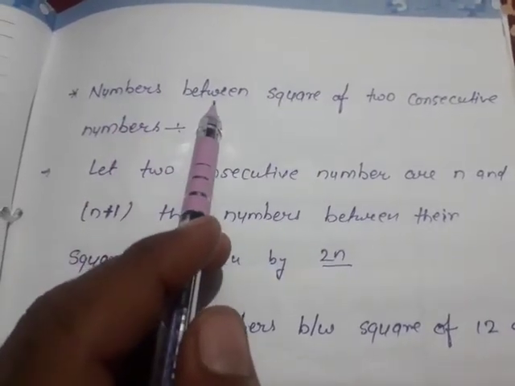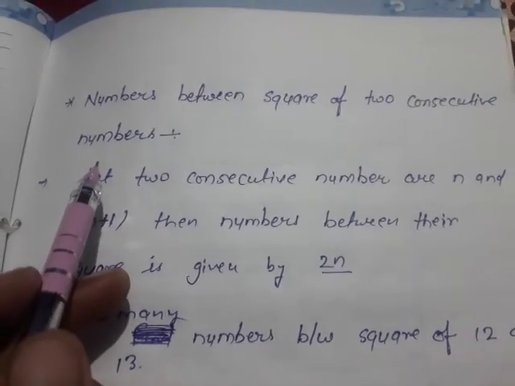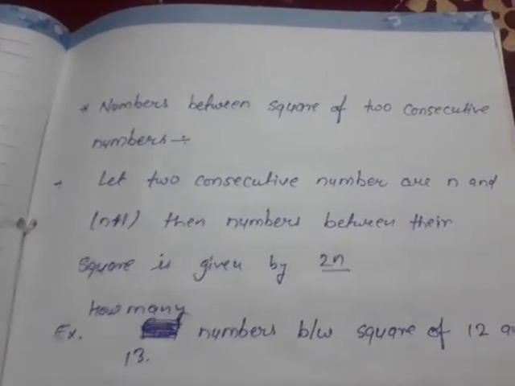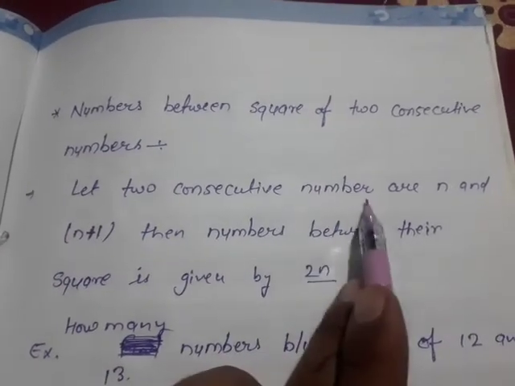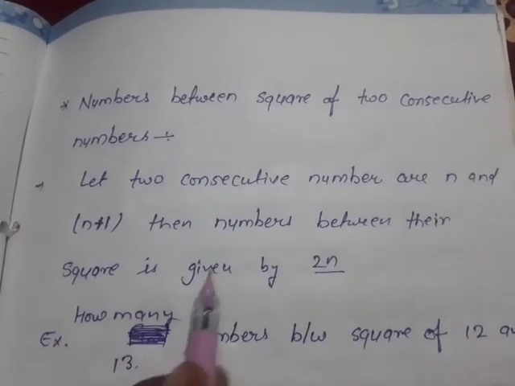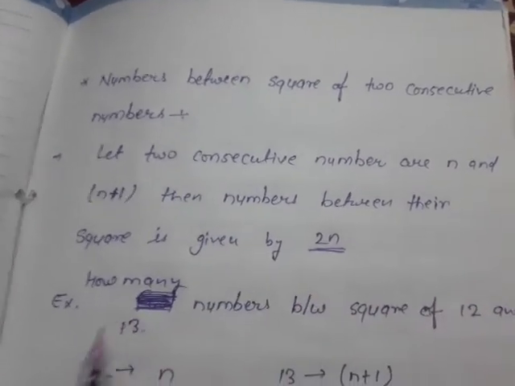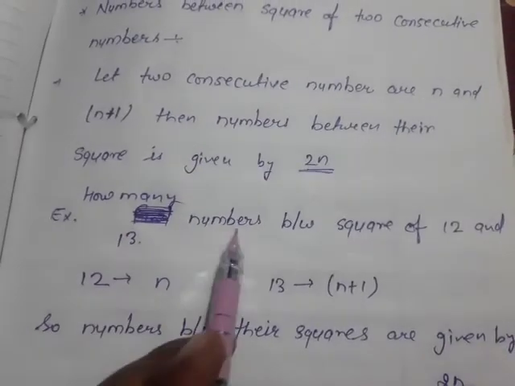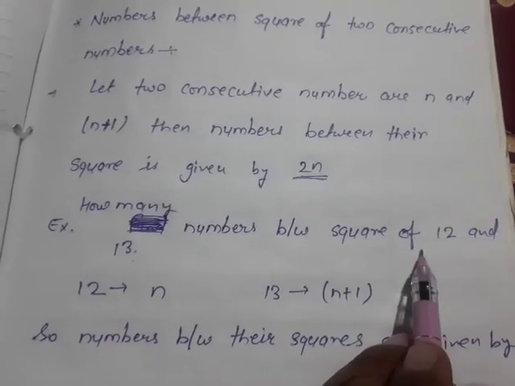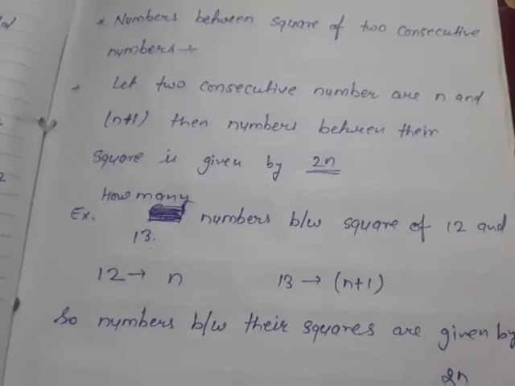Next, numbers between the squares of two consecutive numbers. Suppose two consecutive numbers are n and n plus 1, then the count of numbers between their squares is given by 2n. Suppose, let's take an example: how many numbers are between the squares of 12 and 13? There are two numbers, 12 and 13, and we have to find how many numbers can be between their squares.